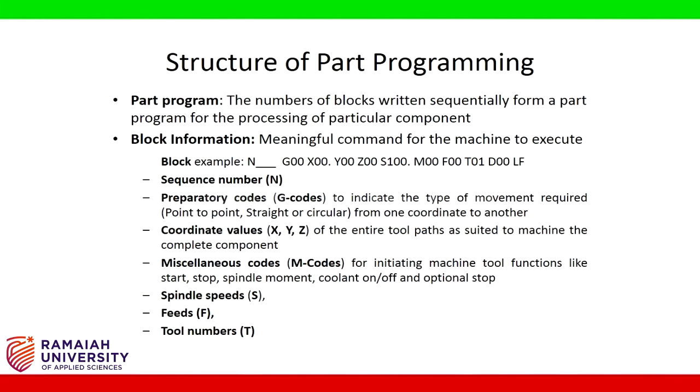Sequence number N. Preparatory codes, that is G codes, to indicate the type of movement required, point to point, straight or circular, from one coordinate to another. Coordinate values X, Y, Z of the entire tool path as suited to machine the complete component. Miscellaneous codes, that is M codes, for initiating machine tool functions like start, stop, spindle movement, coolant on or off and optional stop. Spindle speeds S, feeds F, tool numbers T.